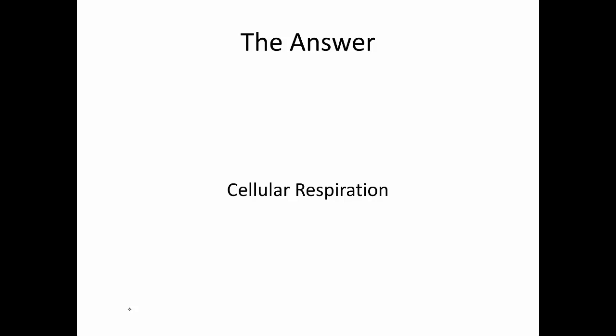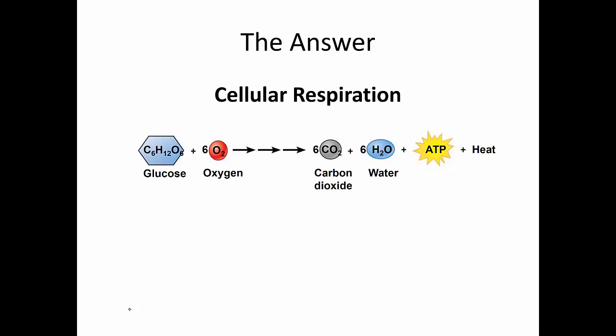And here's a different way of looking at cellular respiration. This is a nice figure from your book. As you can see, cellular respiration is all about going from glucose plus oxygen to carbon dioxide, water, and ATP. As a byproduct, we generate heat from this process.